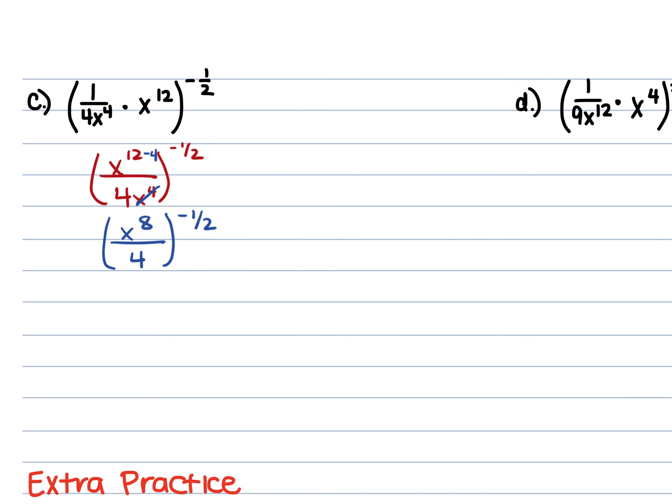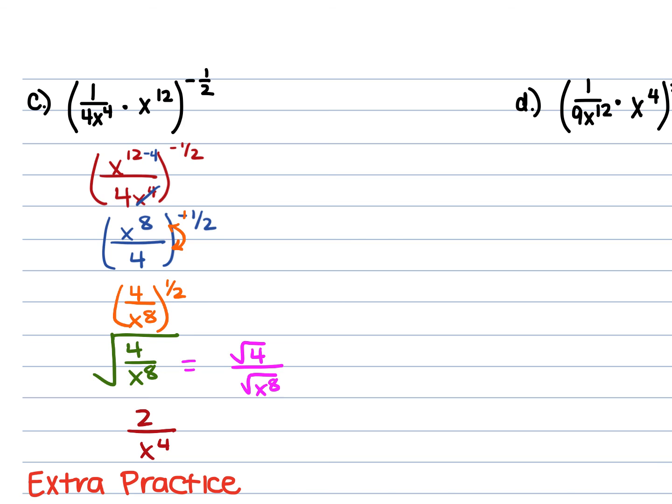You want to turn that power of negative 1/2 into a positive 1/2, so take the reciprocal of that fraction. So this is going to give us 4 over x to the 8th power, all raised to now the positive 1/2. The power of 1/2 is the square root, so we're taking the square root of 4 over x to the 8th power. Take the square root of 4, take the square root of x to the 8th power. We're going to have 2 over x to the 4th power when we divide that 8 by 2.